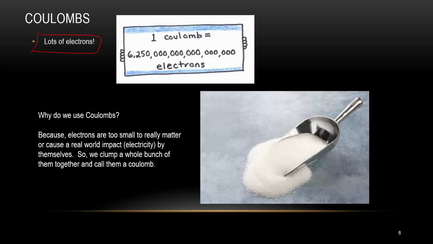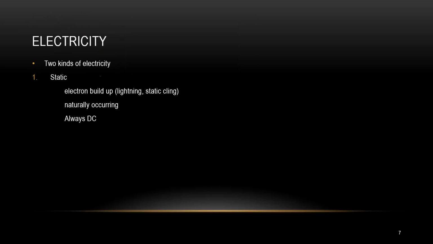So we said before that coulombs are just a whole bunch of electrons. And how many? Basically, one coulomb is 6.25 times 10 to the 18 electrons. That's an awful lot. And again, the reason is because they're just really, really, really small. All right, so we just use coulombs just like teaspoons. It's just a measuring device, or a measuring unit, if you will.